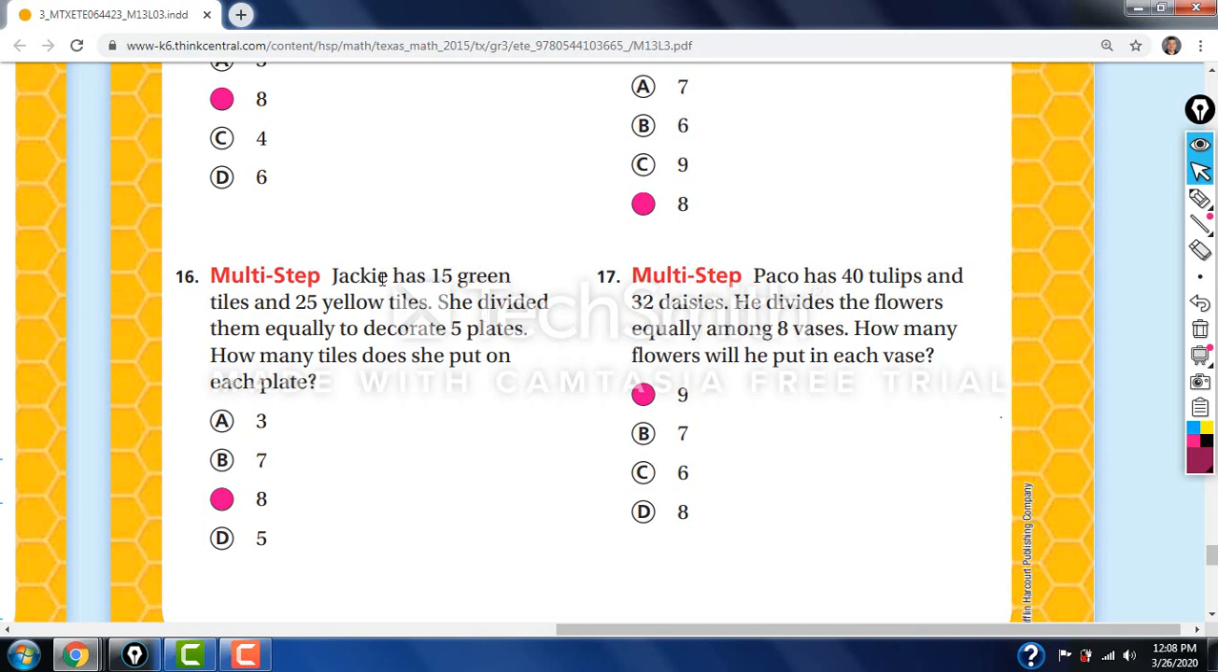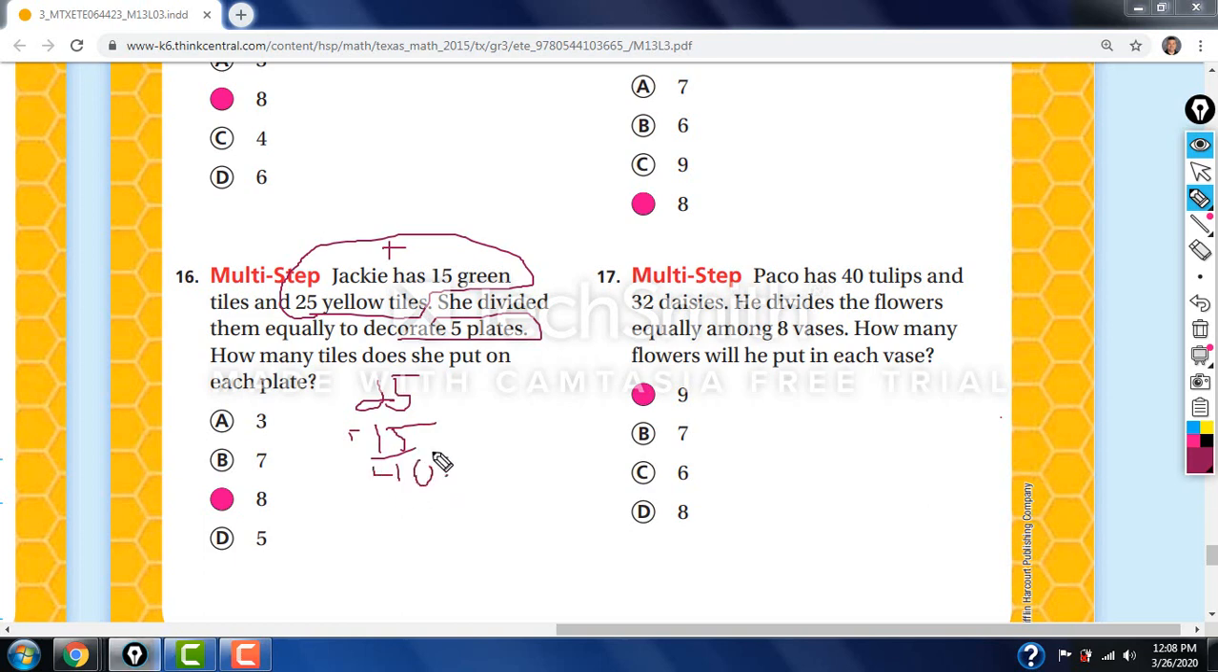I think we're okay. So multi-step, we know we have 2 steps to do here. So Jackie has 15 tiles and 25 yellow tiles. There's a total right there. What do we need to do, Yasmin? You know this one. What operation? Add, subtract, multiply, or divide. She divided them equally to decorate 5 plates. So we have to add 15 plus 25 gives us what? 25 plus 15 equals 40. And we divide that by what? 5, and there's your answer. Your answer is 8.